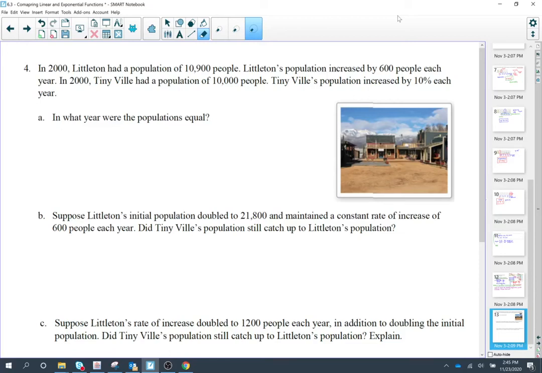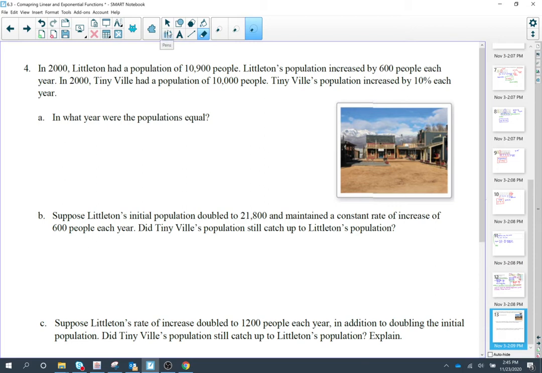Example 4. In 2000, Littleton had a population of 10,900 people. Littleton's population increased by 600 people each year. In 2000, Tinyville had a population of 10,000 people. Tinyville's population increased by 10% each year. Part A, in what year will the populations be equal?